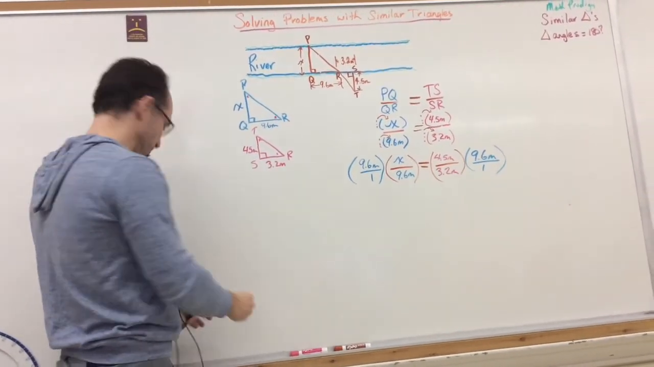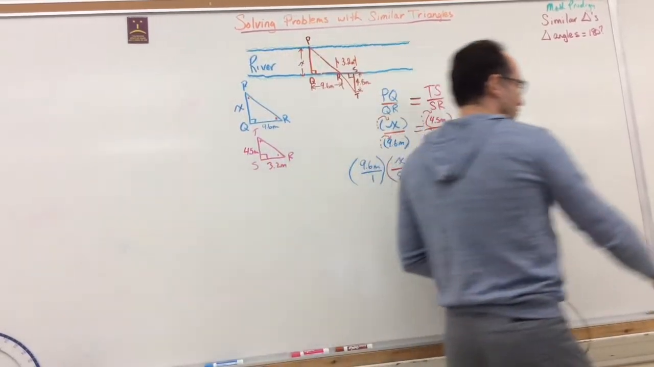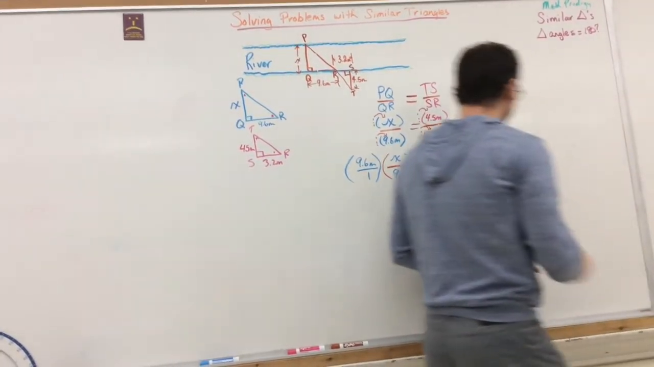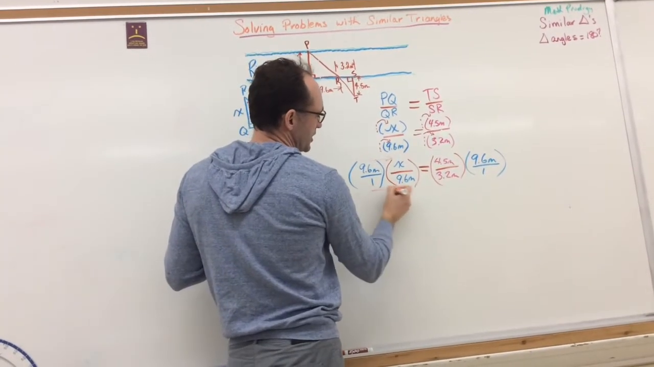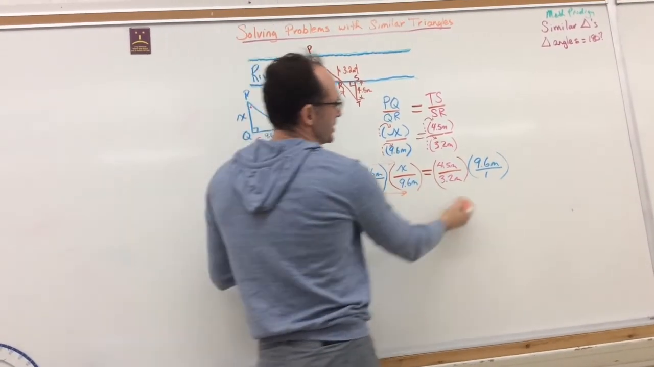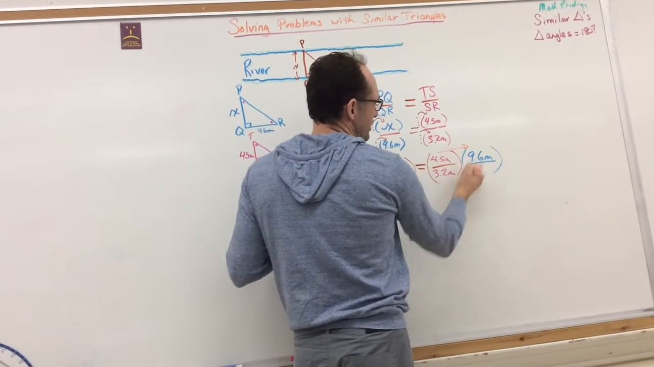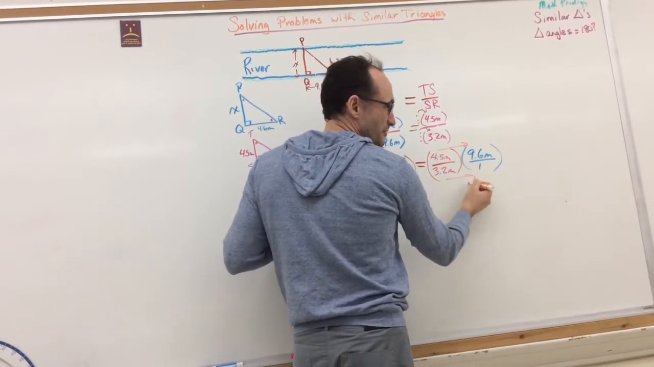My next step is to go straight across, because when you multiply by fractions, you multiply your numerators together and you multiply your denominators together. On this side, I'm going to multiply my numerators together and I'm going to multiply my denominators.